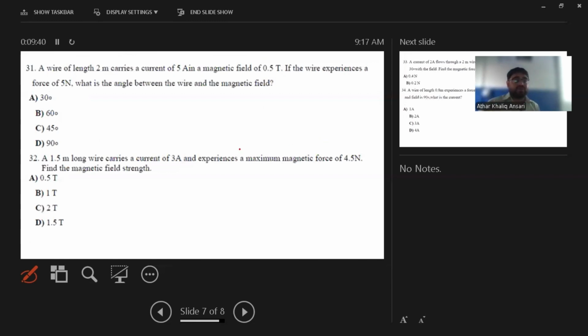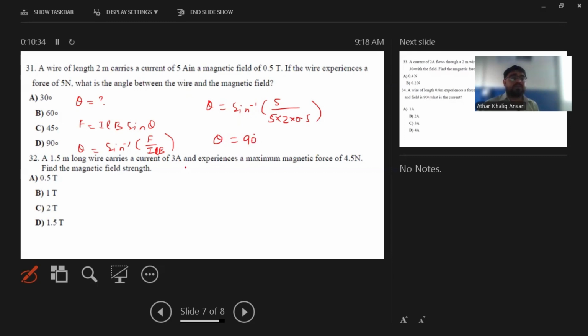Okay, now you have a wire, you are asked to find the angle between wire and magnetic field. Theta is the answer. So how will you use the formula to find theta? You have F is equal to ILB sine theta. So if you need theta, you will say sine inverse of F over ILB. So theta is equal to shift sine, F is 5 over, I is also 5, length is 2 meter times B, the magnetic field, which is 0.5. So how much is the theta? Theta is 90 degrees. So this is the maximum force that we can obtain from this equation.